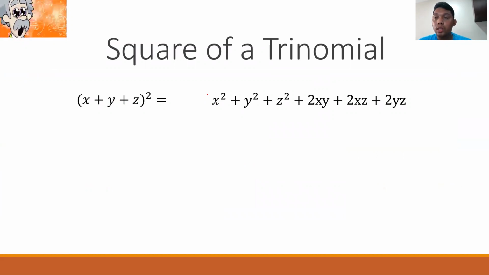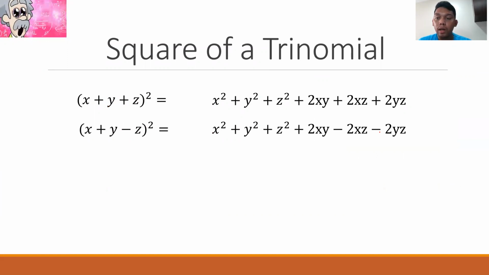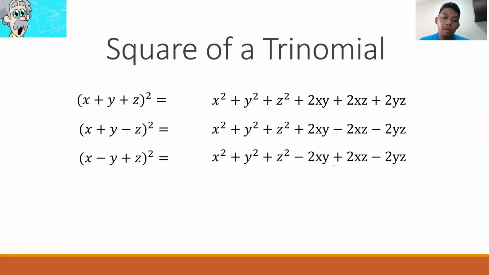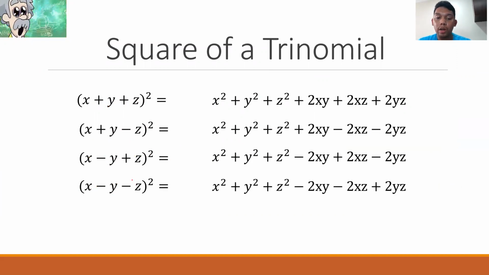There are actually three of this, another three of this form. So from x all positive, we have the negative z, so x plus y minus z squared, and this is the formula. And we also have the negative y, x minus y plus z squared, which is given in this formula. And we also have the negative y and the negative z, which is x minus y minus z squared.